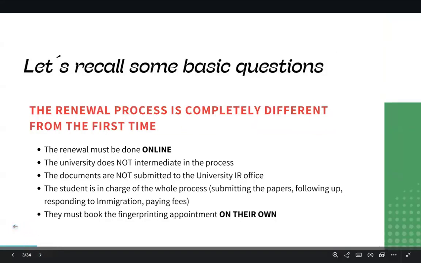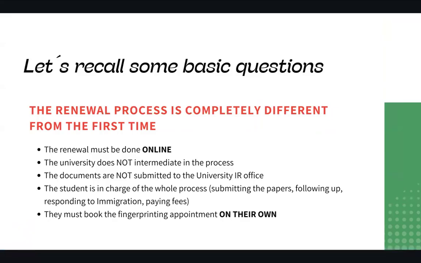Before we start, it's important to keep in mind that the renewal process is completely different from the first time you applied for a TIA. The renewal must be done online. The university does not intermediate in the process. The documents are not submitted to the International Relations Office of the university. So this means that you are responsible and in charge of the whole TIA renewal. That is submitting the papers, following up, responding to immigration, and paying the fees. And most importantly, booking your own fingerprint appointment.